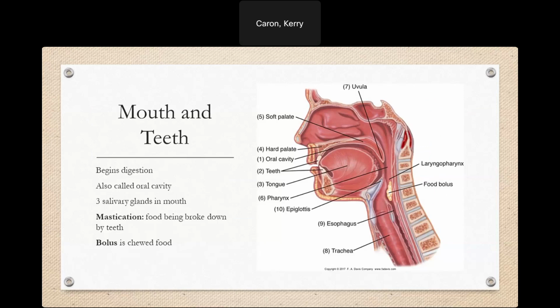Okay, beginning with the mouth and the teeth, this we call the oral cavity, and there are three main salivary glands that help the physical and chemical process of digestion, starting in the mouth. Mastication is a word that means basically chewing, or food being broken down by the teeth. Once food enters the mouth and we start to chew and chemical reactions happen and breakdown happens, we then call that food the bolus.